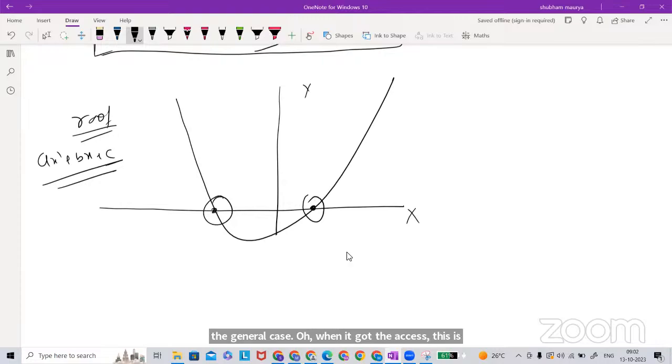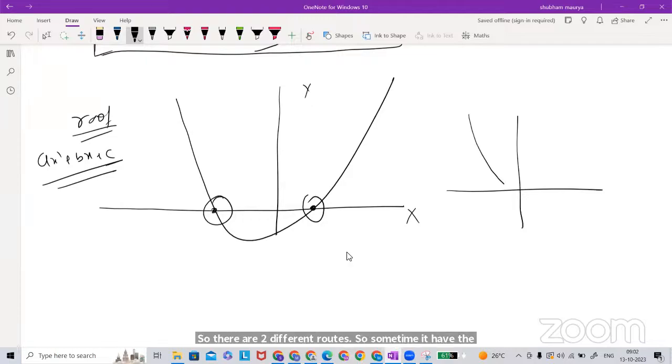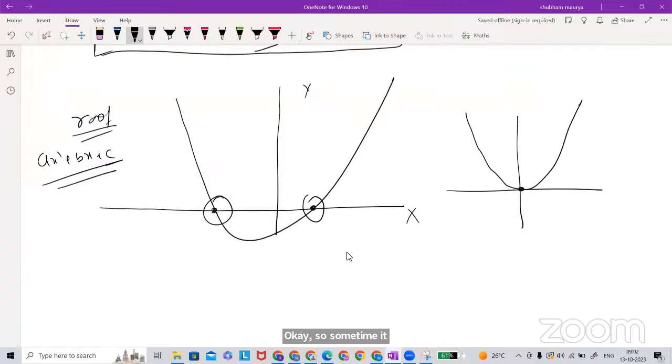So there are two different roots. Sometimes it has a unique root, one single root. So this is the two different roots case. Okay. Sometimes there is a possibility that this is going to be your single root, a unique root, or even the case here, this one.